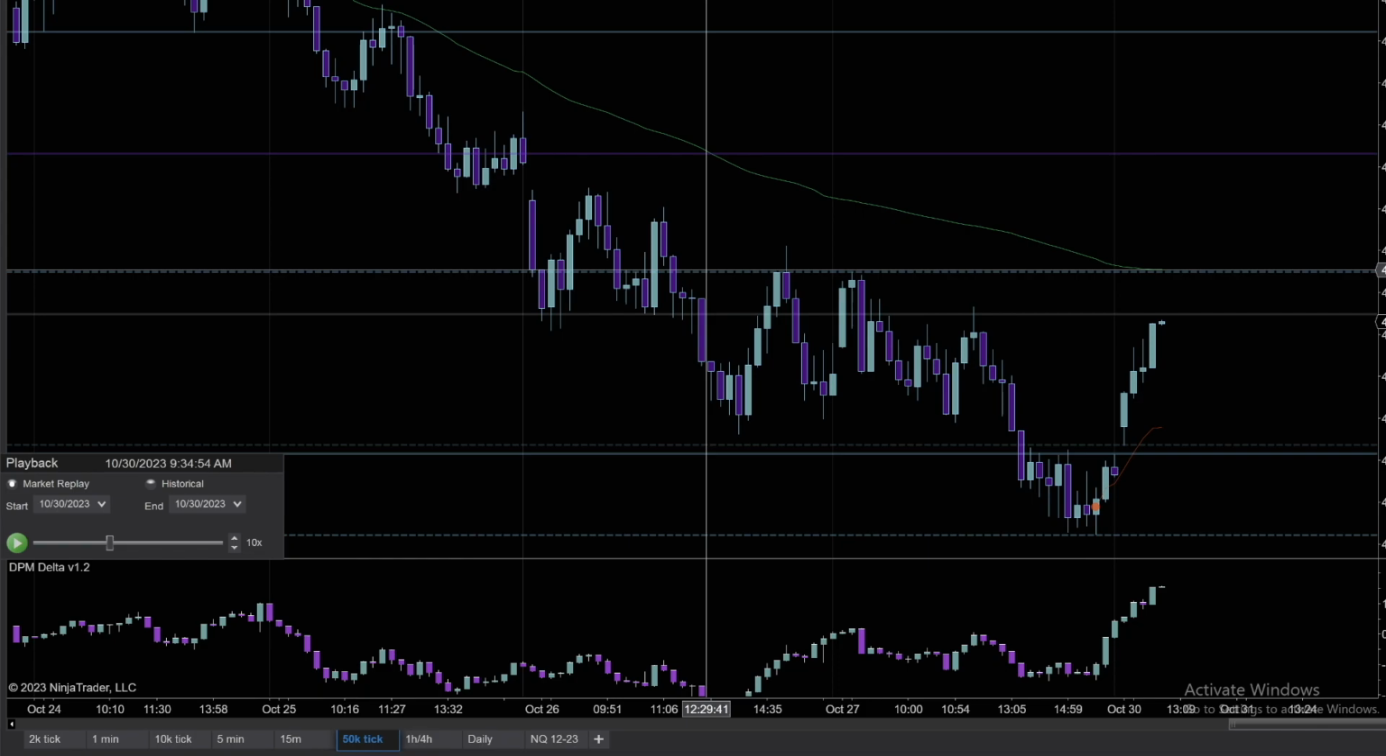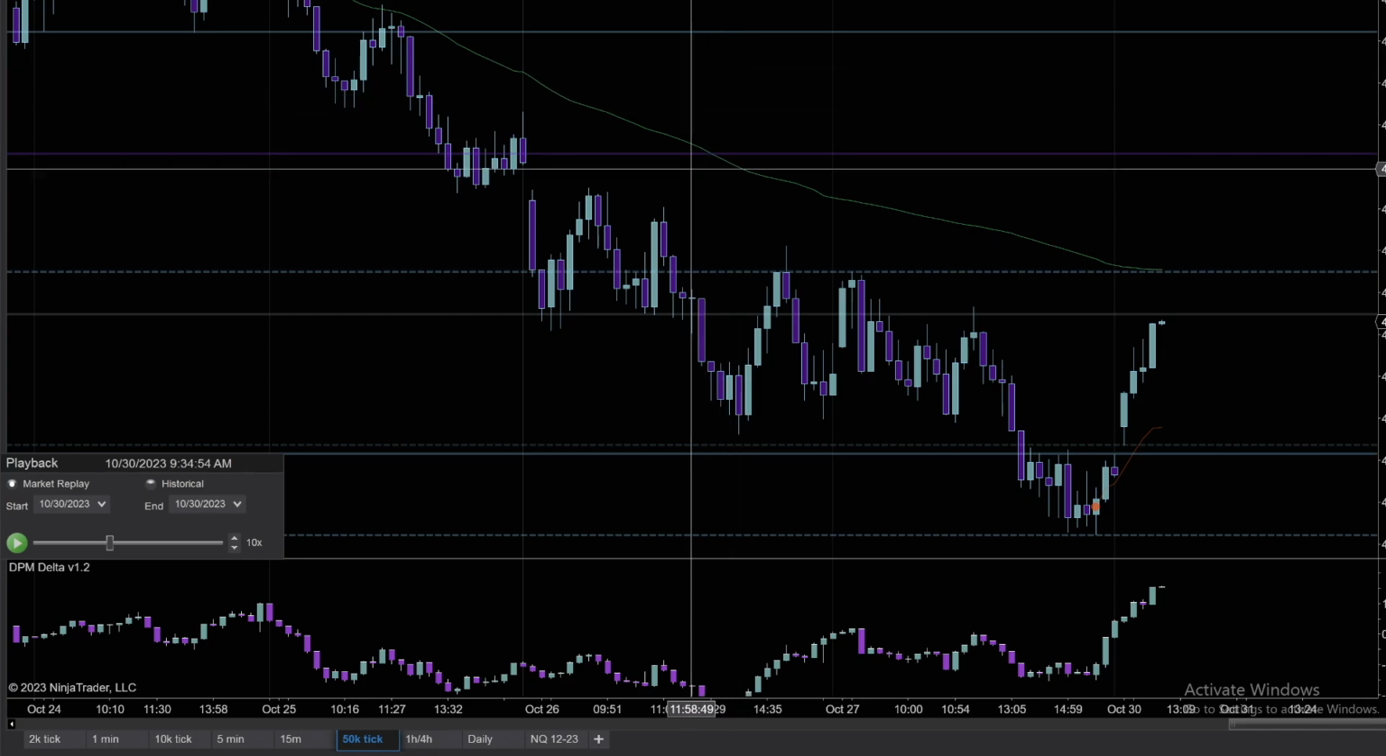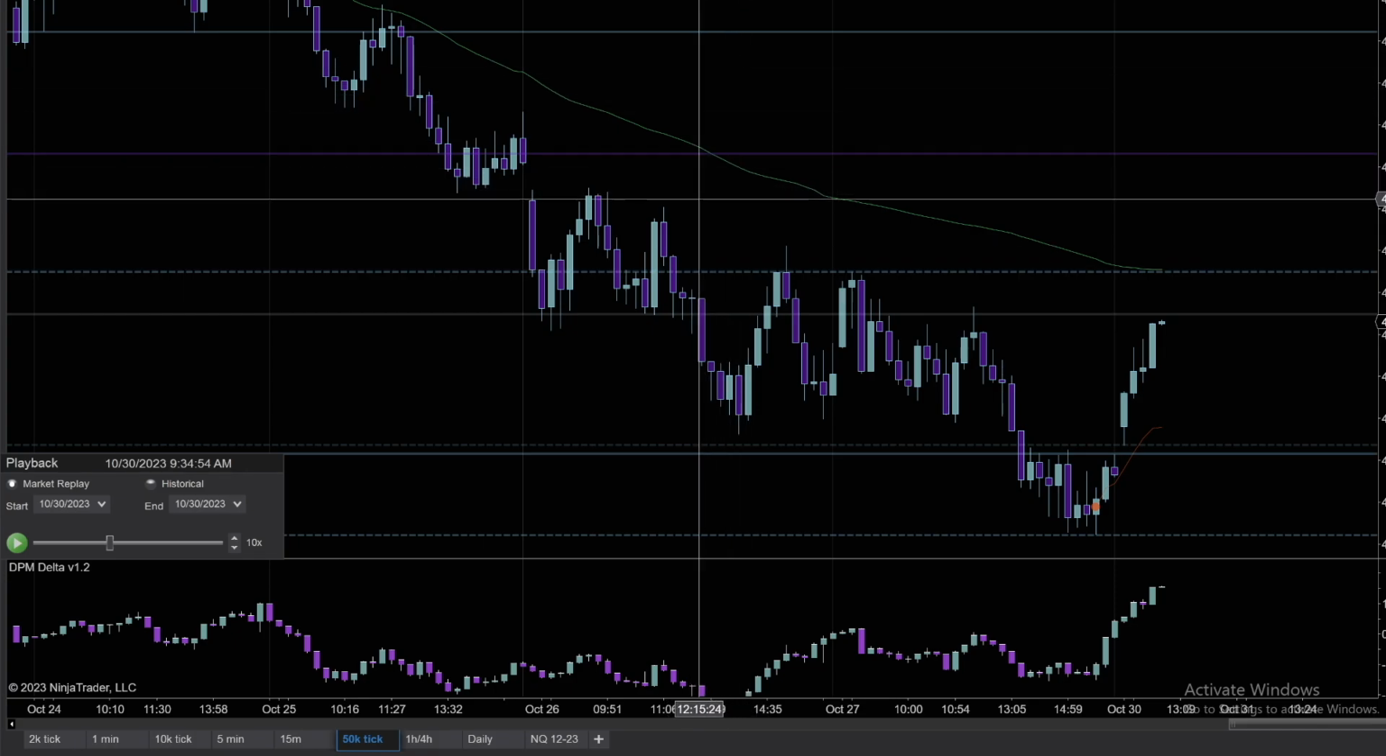So the very first thing that we want to look at is what we call overall market narrative. So here's what I saw this morning. For me, market narrative is going to refer to looking at my higher time frames and getting a general context and bias for today. So this is my 50,000 tick chart. It's also very similar to an hourly chart.